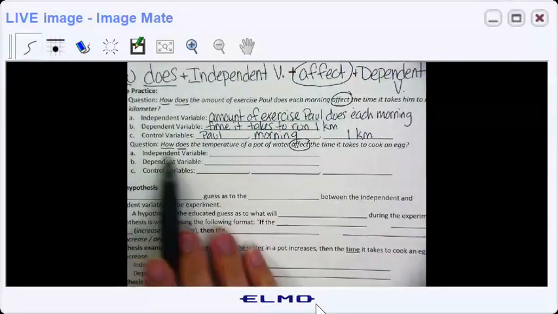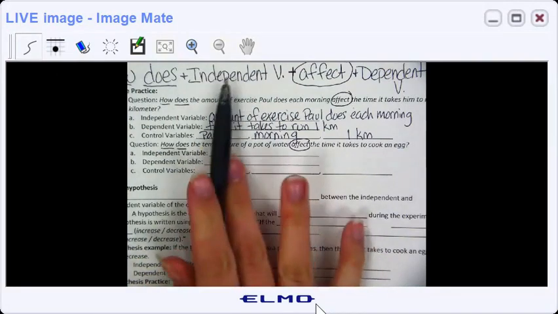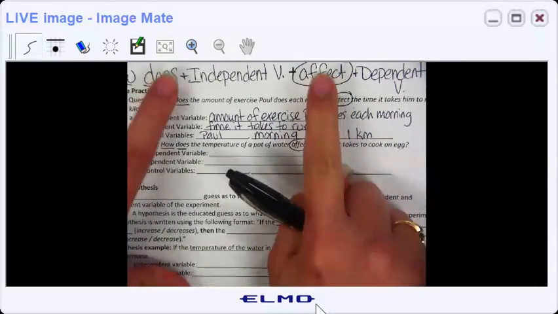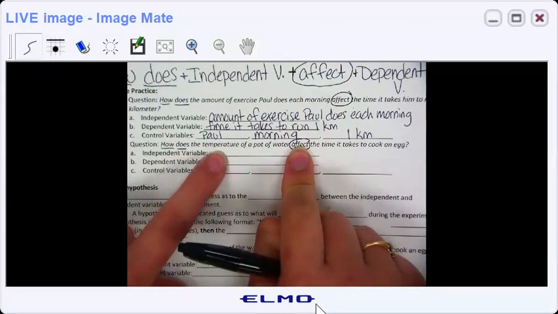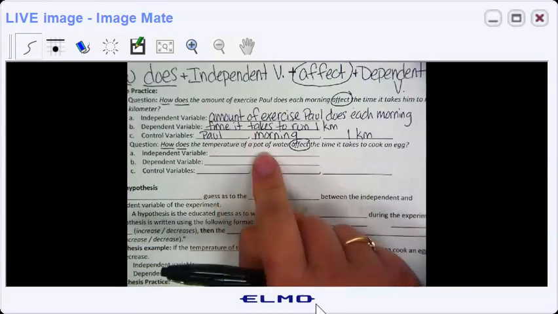Next, it's asking for our independent variable. And remember, your independent variable is in between 2 things, how does and effect. So you go down, how does and effect? And oh look, it's our independent variable, temperature of a pot of water.